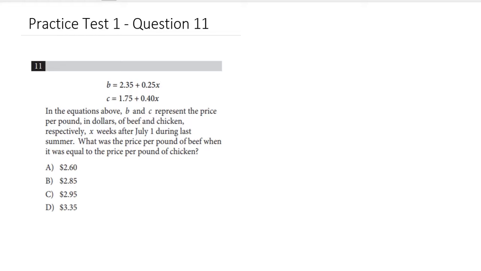So X is the number of weeks after July 1st. What was the price per pound of beef when it was equal to the price per pound of chicken? So we are trying to find the B and C value when B and C were the same. That's basically what the question is asking you to do.